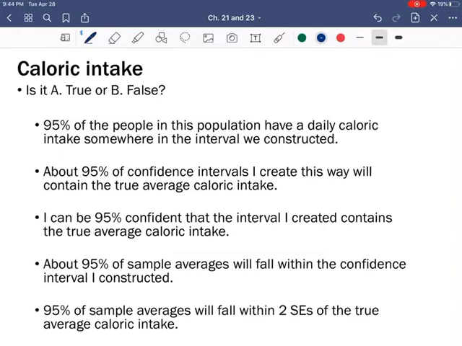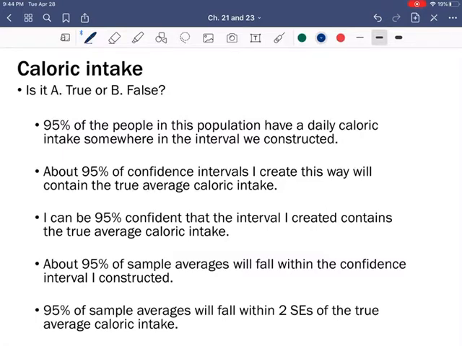Okay, here's some true-false questions. I see questions like this on the final every single time I look at a final. So these are good ones to understand. This is definitely Kimberly Hadfield's, the one that writes the final. She loves questions like this.